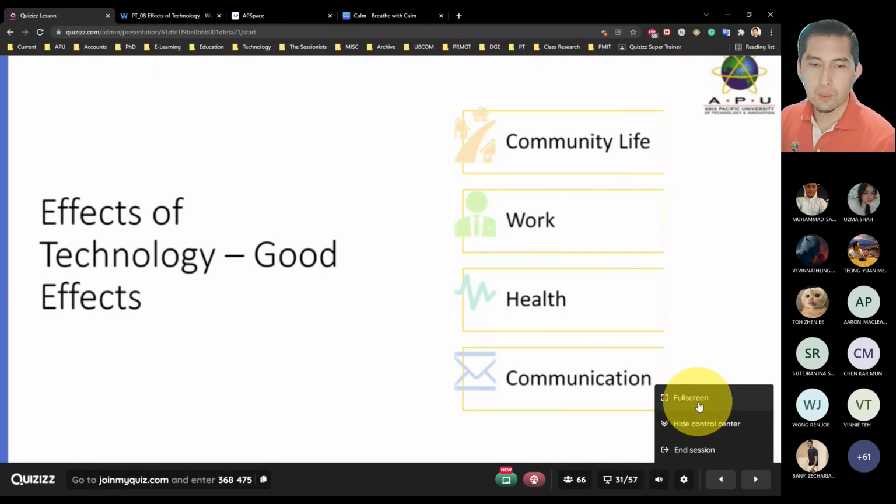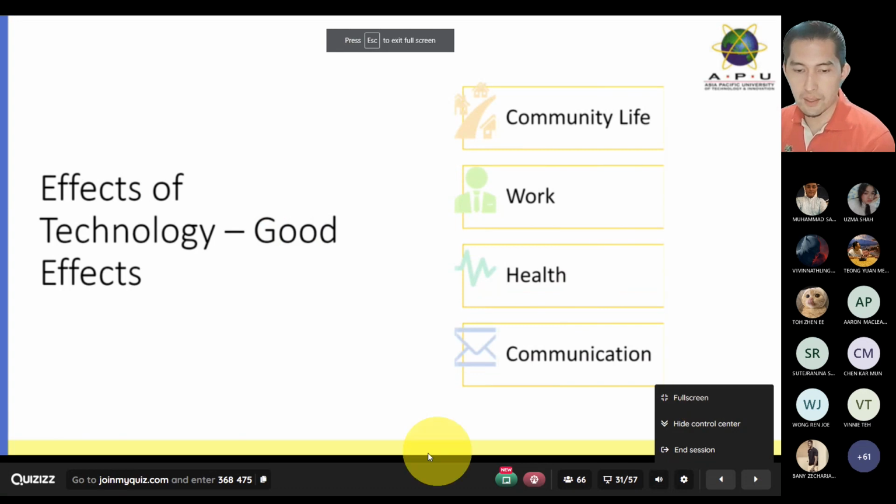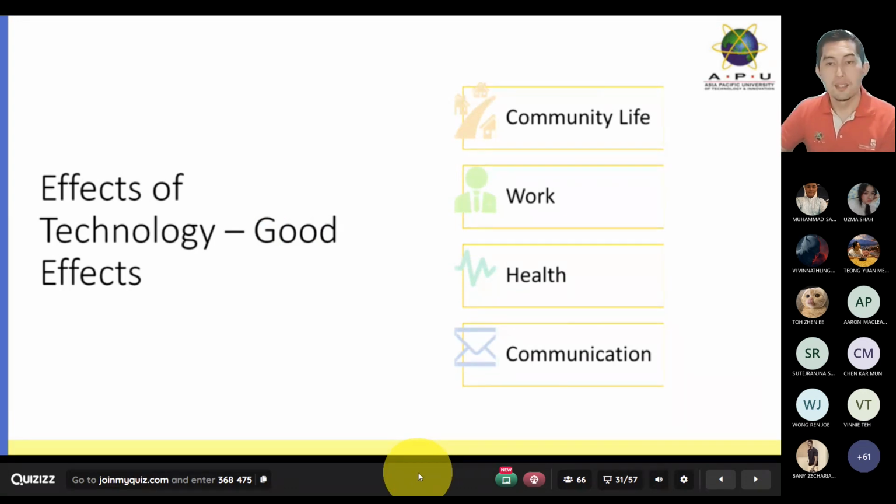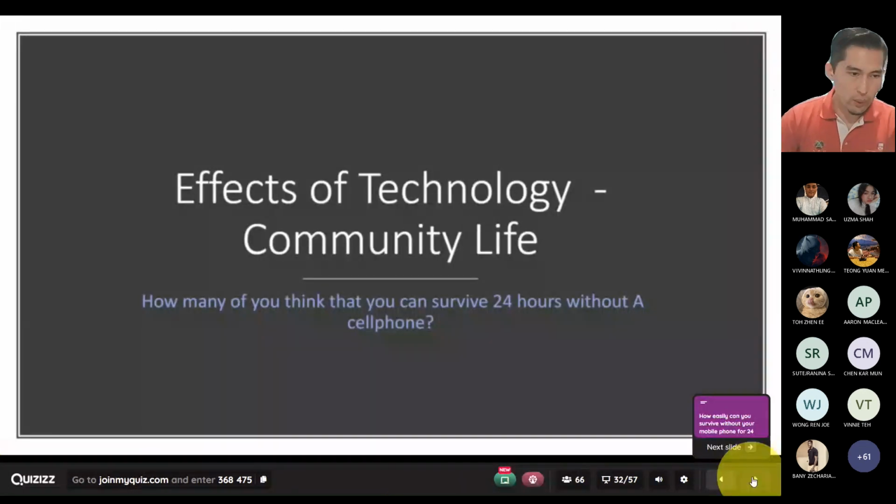All right, so we start looking at the different effects. Of course, in this case, it's probably more of the positive effects that technology has on these four main areas. The first one obviously is community life overall.